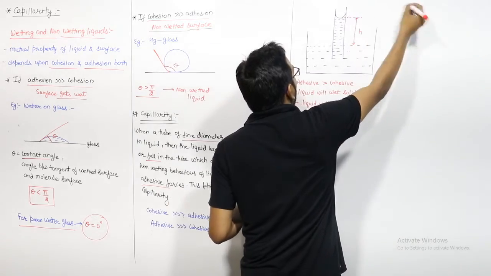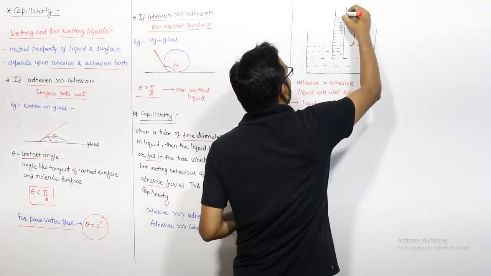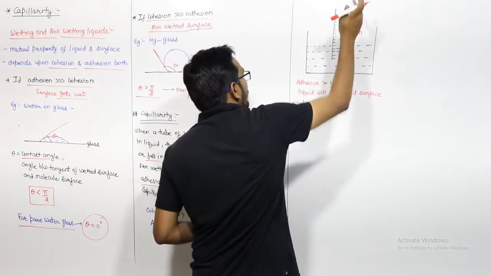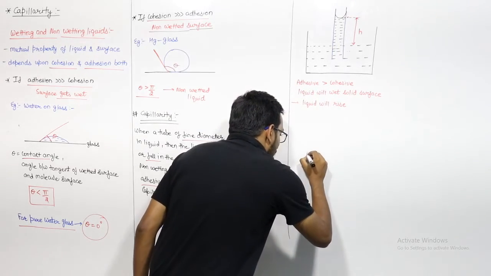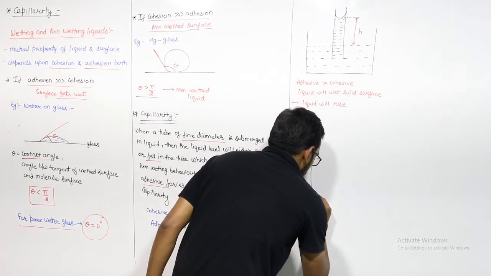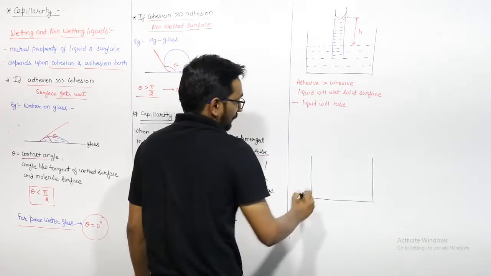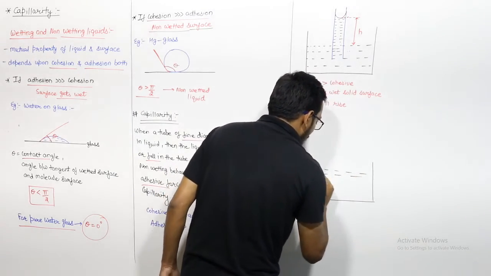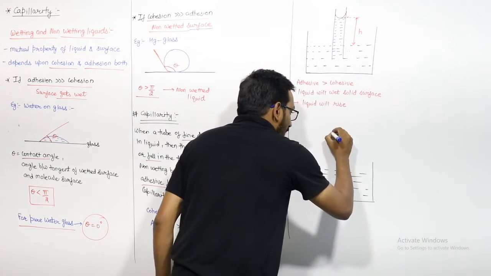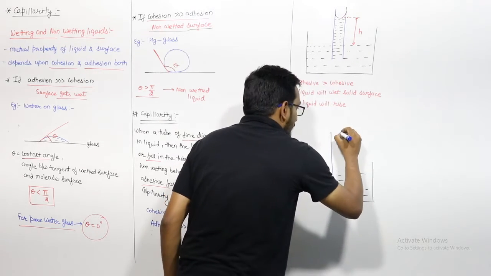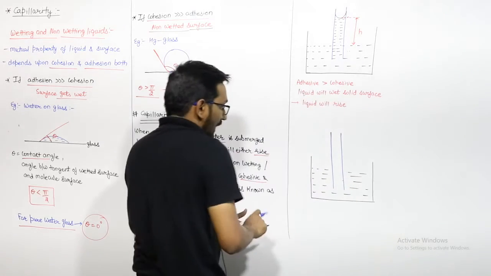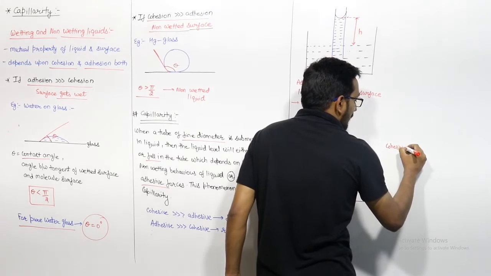Angle we will see later on, but if you remember from here, if I extend it like this, angle we'll talk about later also. So in another case we have this beaker in which some other liquid is there. This is the liquid level. Suppose I insert a tube in this, right?